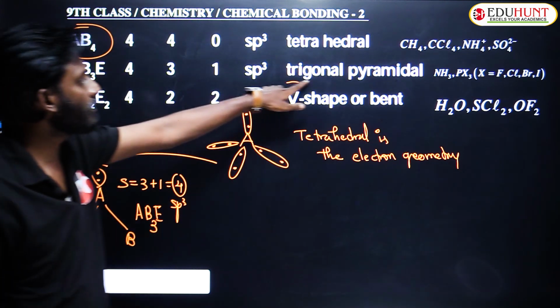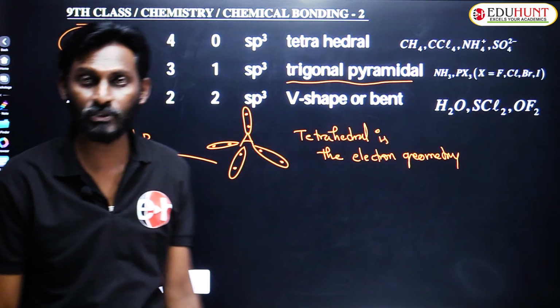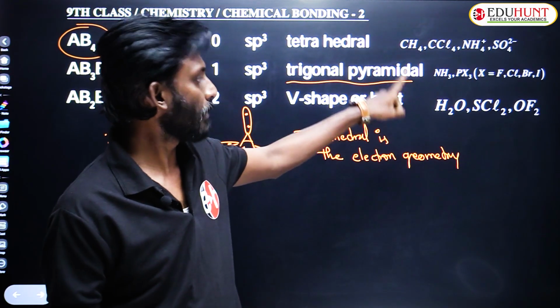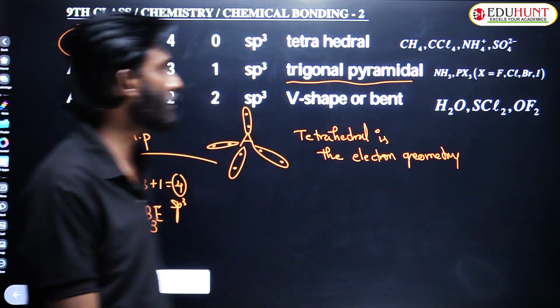Yes, but the shape given is trigonal pyramidal. What examples do you get in this? Ammonia, NH3, PH3, PX3, etc.